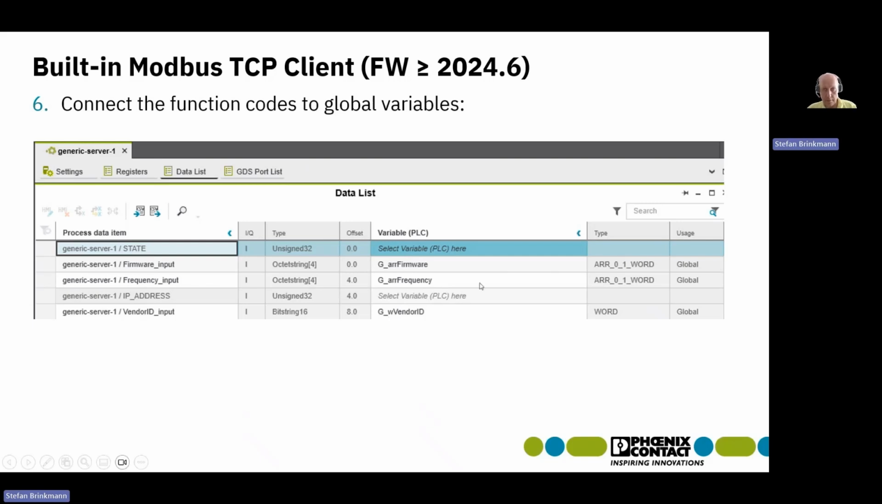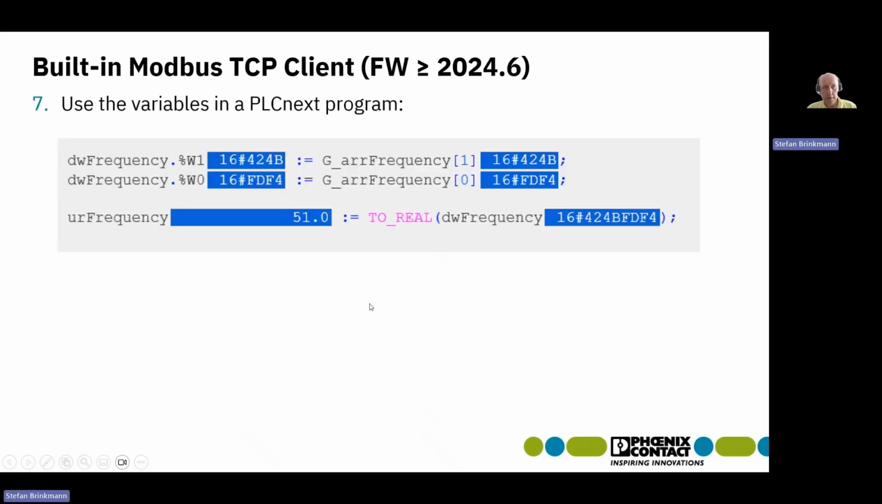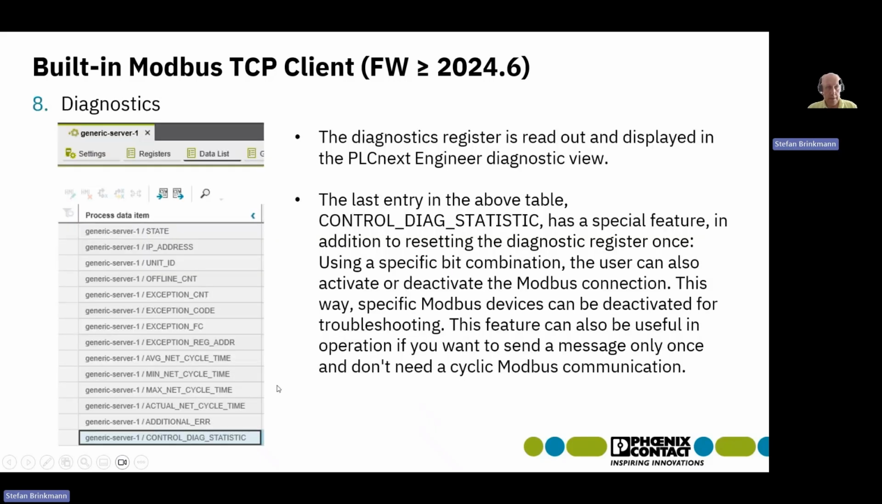Of course, this is raw data. And again, you have to scale the data accordingly and convert it into a frequency, for example. Now, this is something that you still have to do, but you don't need any programming. It's just a configuration that you can do on the Modbus TCP client.